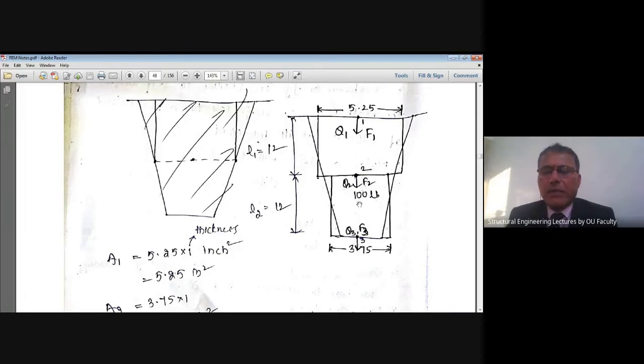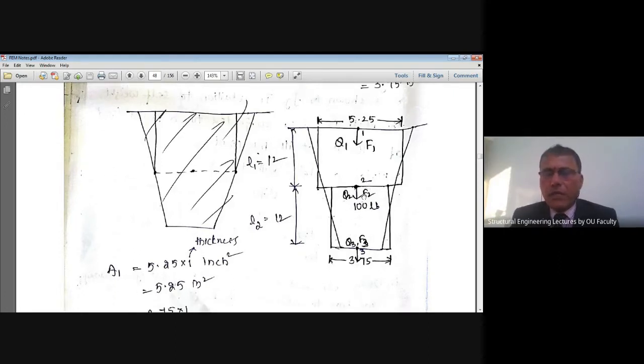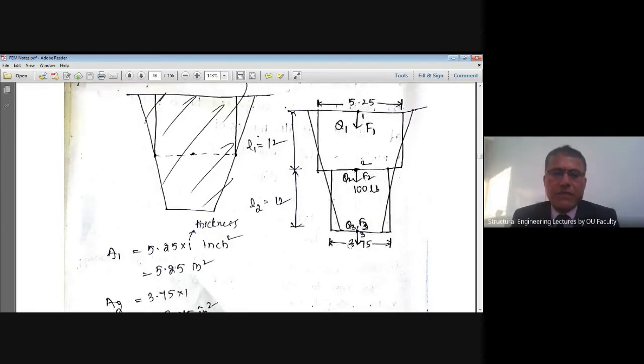You can see that at the intersection at node 2, the width is changing from 5.25 inch to 3.75 inch, requiring a node there, since the area of the cross section is changing from that point onwards. Also, there is a concentrated load, a point load, and because of that you also require a node. Therefore, in total, I require 3 nodes. Therefore, this is a 3 degree of freedom system.